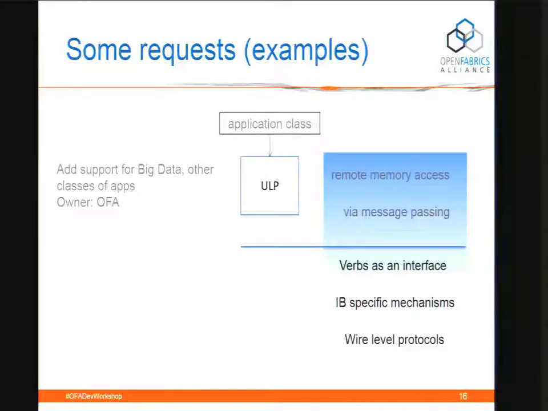And the result of that is that the OFA is asked to do something. So the request here is add support for big data or some other class of application. Again, just an example. And the owner of that is the Open Fabrics Alliance.